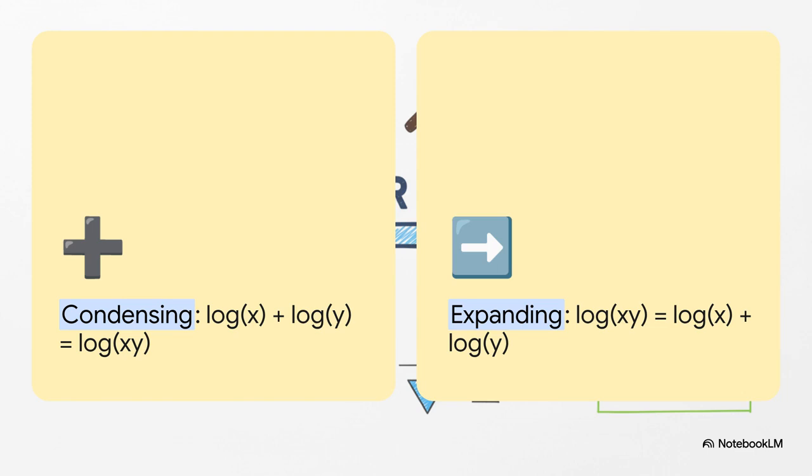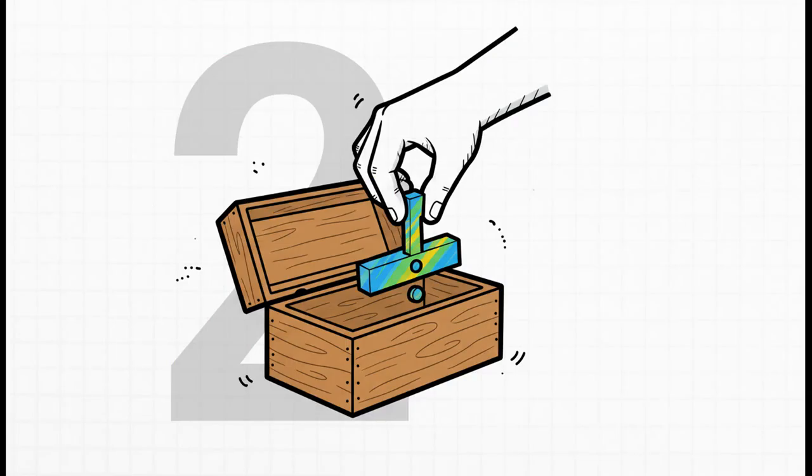Why does this work? Well, remember what a log is? It's an exponent. And what do you do with exponents when you multiply numbers with the same base? You add them, so it makes perfect sense. And remember, this works both ways. You can condense 2 logs into 1 or expand 1 into 2. Next up, tool number 2 is the quotient rule. And if you guessed it's basically the opposite of the product rule, you'd be absolutely right.